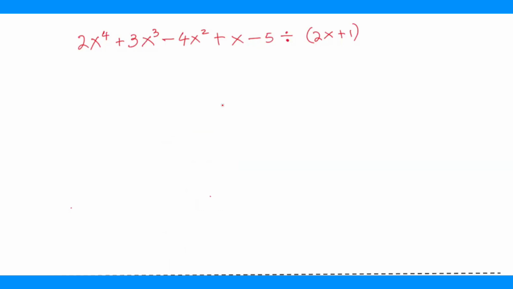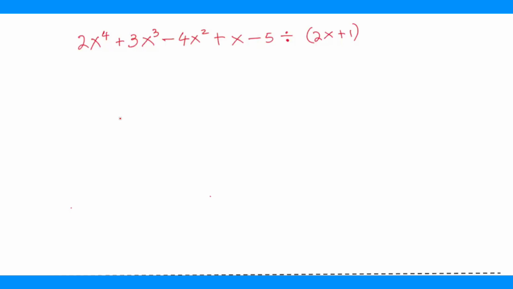Today we are looking at part 3 of synthetic division. Let's take a look. So what we have here is 2x to the fourth plus 3x to the third minus 4x squared plus x minus 5, and this is divided by 2x plus 1. Again, the procedure remains the same.